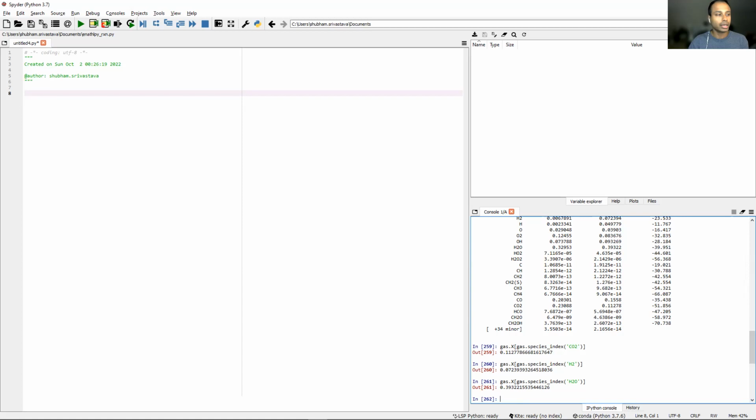So, well, that was all. And in the next lecture, we will see how to use this equilibrate function and perform bigger tasks and make more complex scripts.